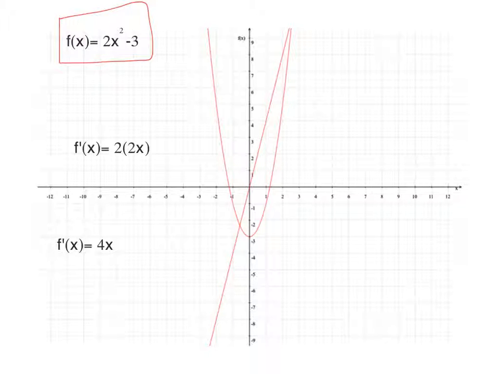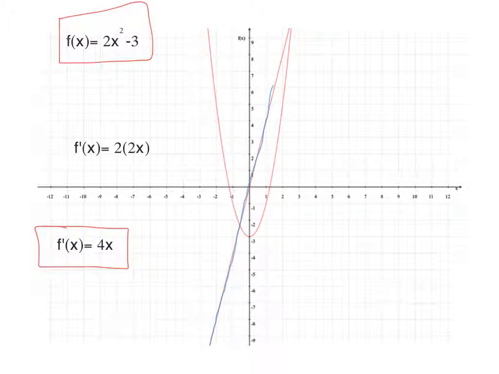So our final result is that the derivative of f of x is equal to 4x, and then we plot this function. The line is only touching one point. So the slope will be 4x. m is equal to 4x.